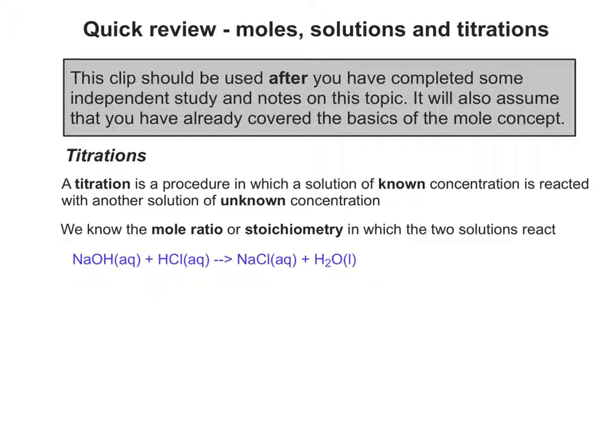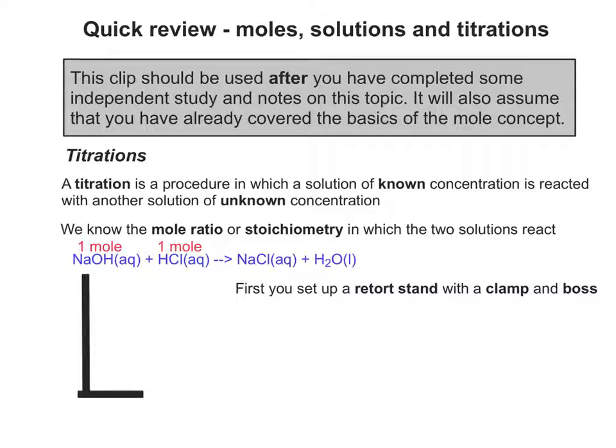So we'll know the mole ratios in which the two solutions react. If we take a typical example, the most common one that we use at GCSE and at A level to illustrate this is sodium hydroxide and hydrochloric acid. You can clearly see from the equation that there's a 1-to-1 mole ratio. So this would mean we'd expect equal amounts of moles of NaOH to react with HCl in this reaction.